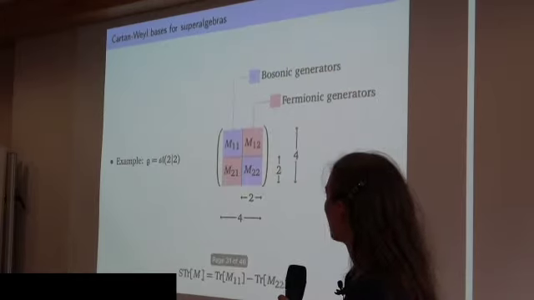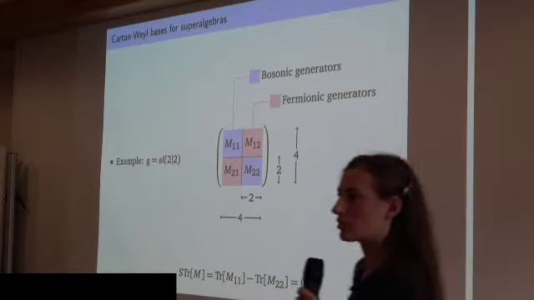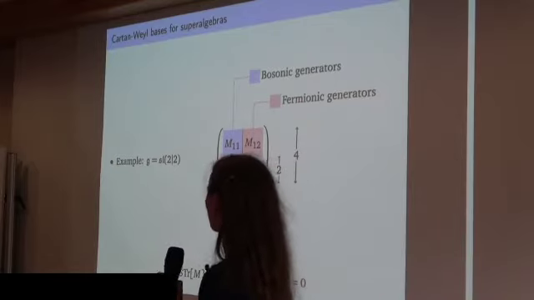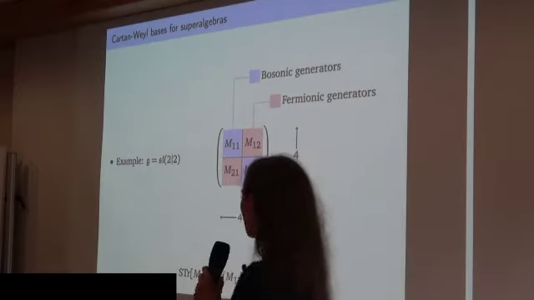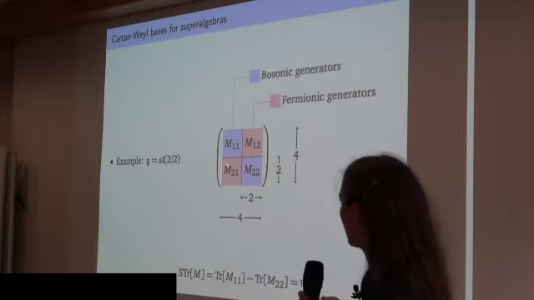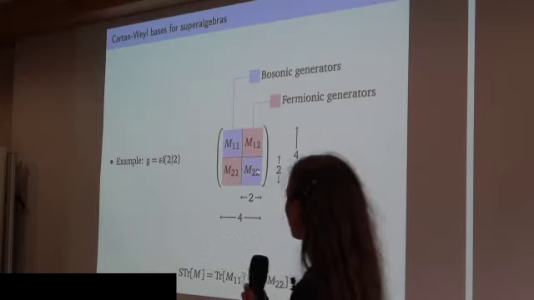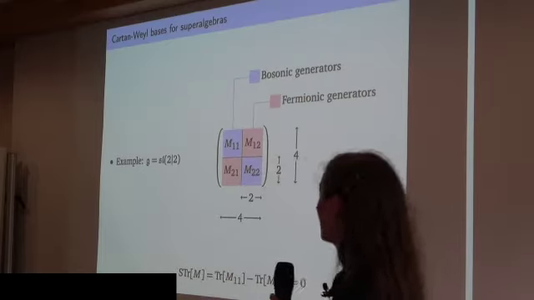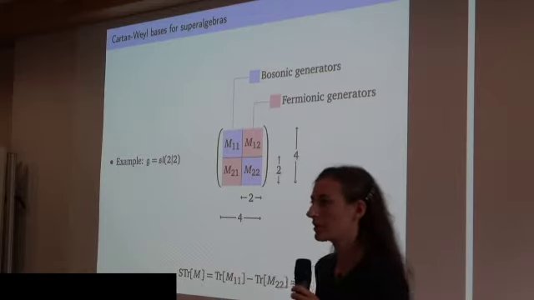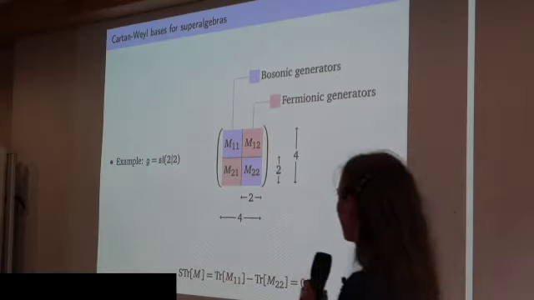To illustrate this, let us take the example of SL(2|2), this superalgebra, which you can think of as being the set of 4x4 supermatrices with vanishing supertrace. The supertrace is defined as the trace of this 2x2 block minus the trace of this 2x2 block. The blocks in blue are the bosonic generators, and the off-diagonal elements are the fermionic generators.